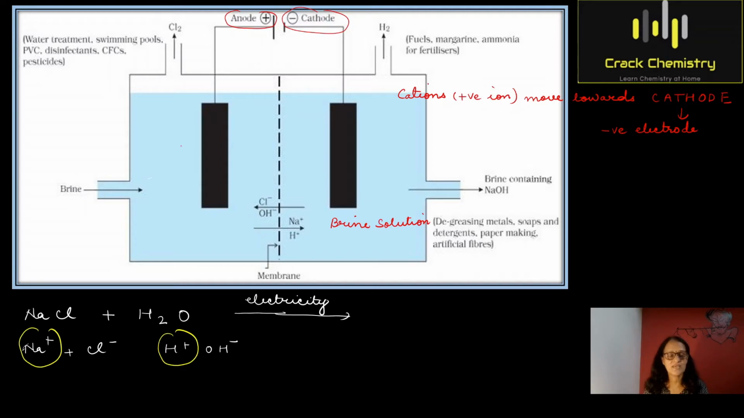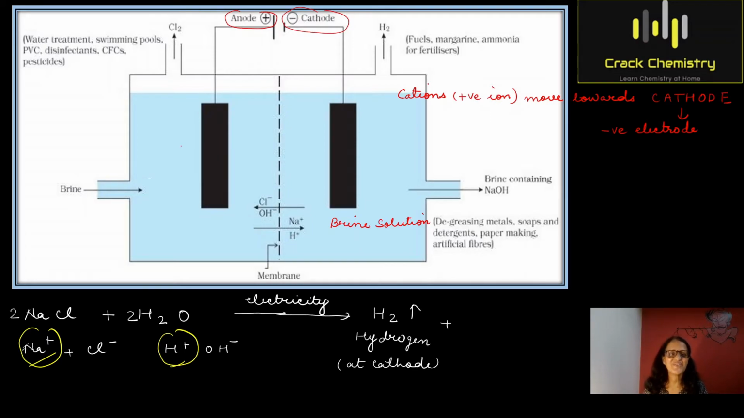A similar thing is happening here. You can see that sodium ion and hydrogen ion are available for migration towards the cathode. So which will move first? The one which is fastest. So remember that the hydrogen ion, which is smaller and lighter than the sodium ion, will reach the cathode first. So what will happen? At the cathode, hydrogen gas will be liberated.